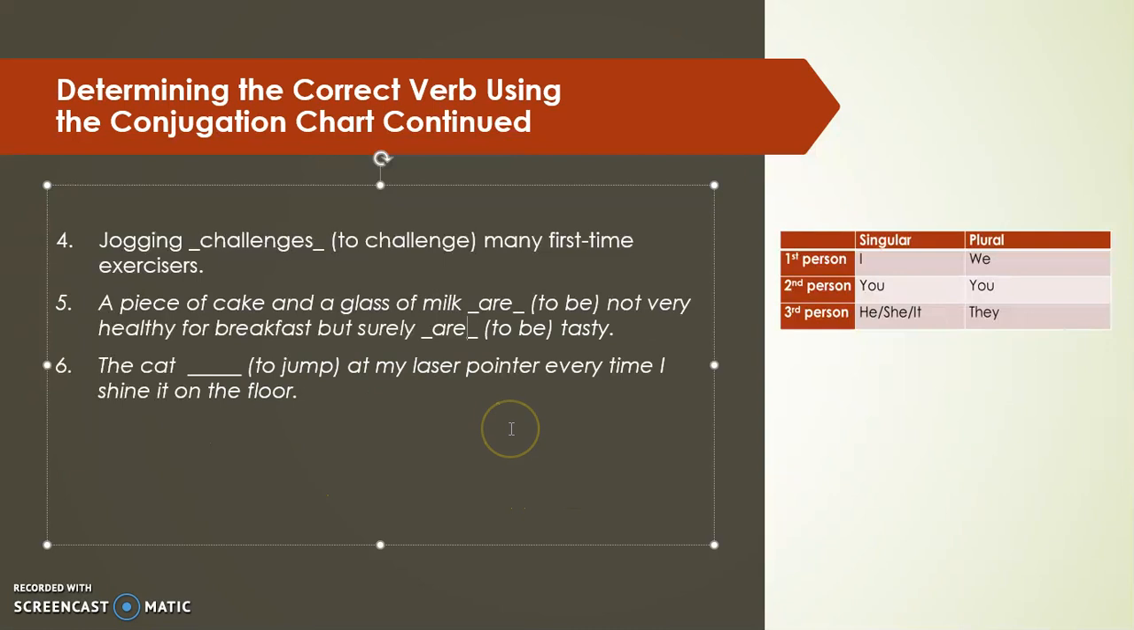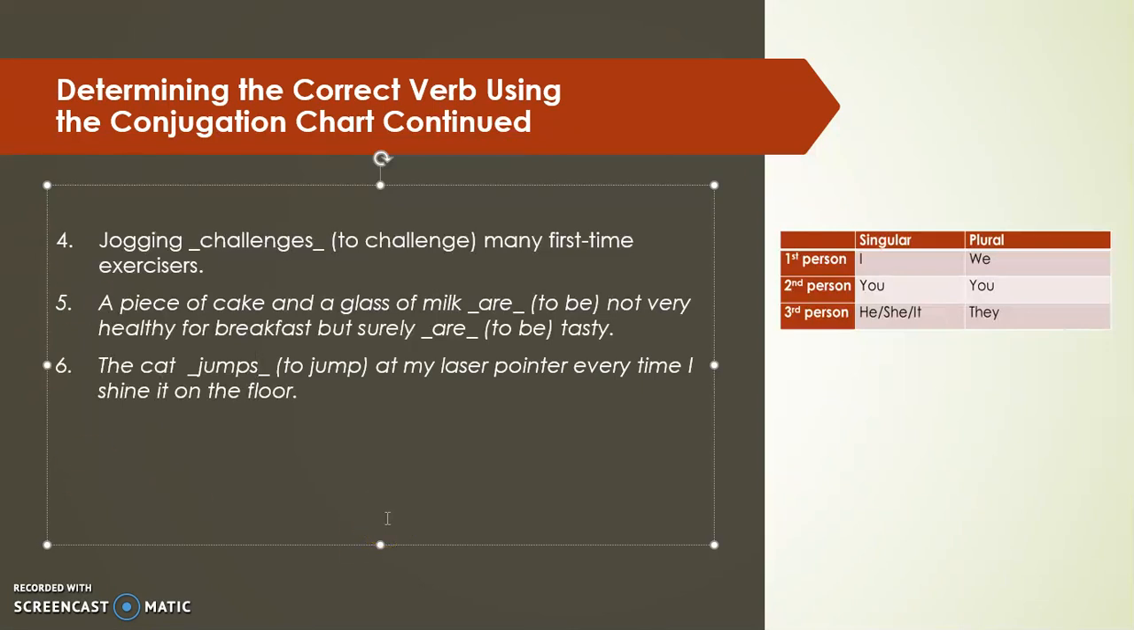We're going to conjugate the word to jump. So the cat is going to be an it. So the cat, I jump, you jump, he, she, it jumps, right? So the cat jumps at my laser pointer every time I shine it on the floor.